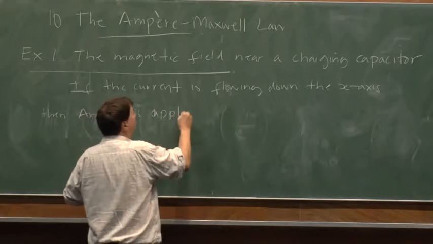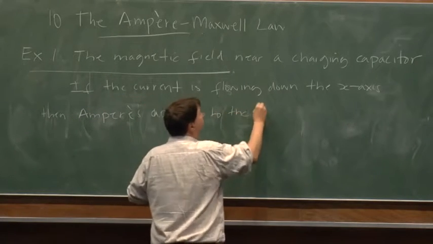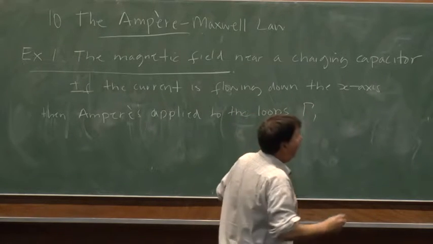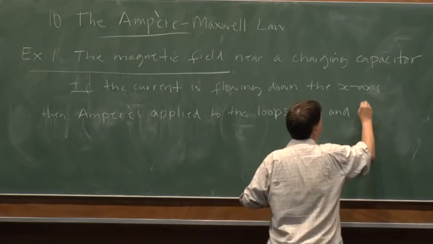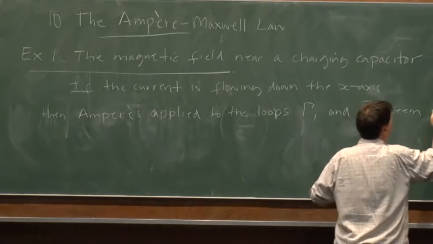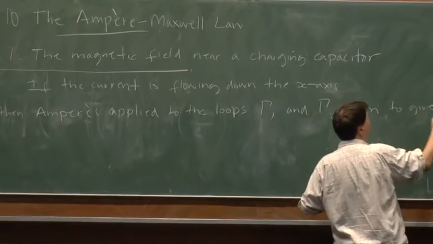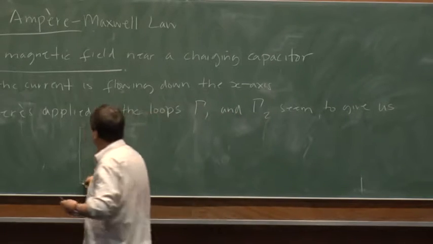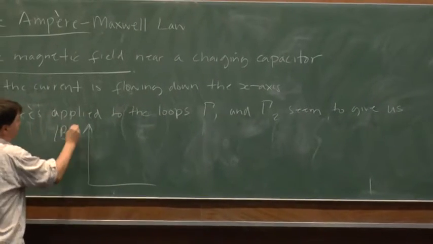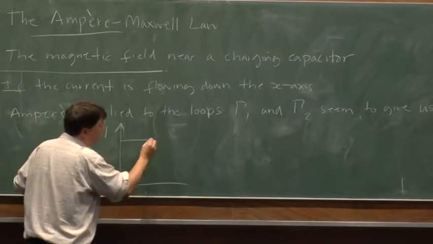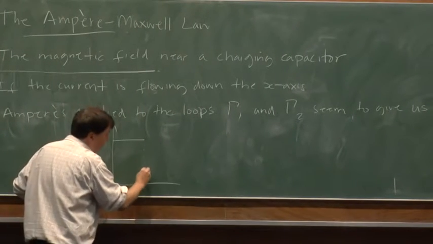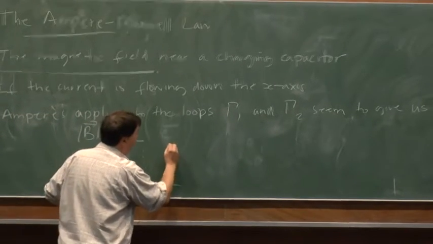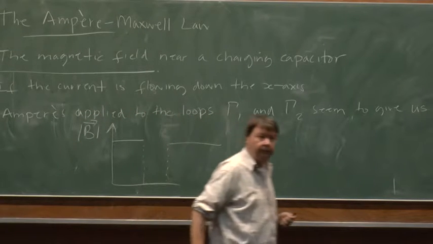applied to the loops gamma 1, the upper loop, and gamma 2 seem to give us, it's only seem, we're going to correct things in a minute, that the magnetic field strength plotted as a function of x is constant here, but then suddenly drops to 0 when we get between the capacitor plates, and then suddenly goes back up again.